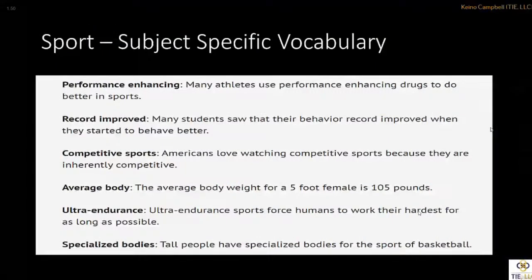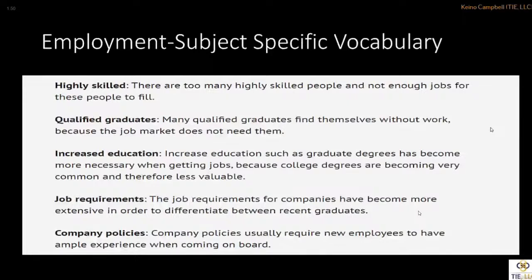I'm not going to read through these. You can stop it right here, but this is what I mean by subject-specific vocabulary. This is subject-specific vocabulary about sports, subject-specific vocabulary about employment. Subject-specific vocabulary really impresses a grader.